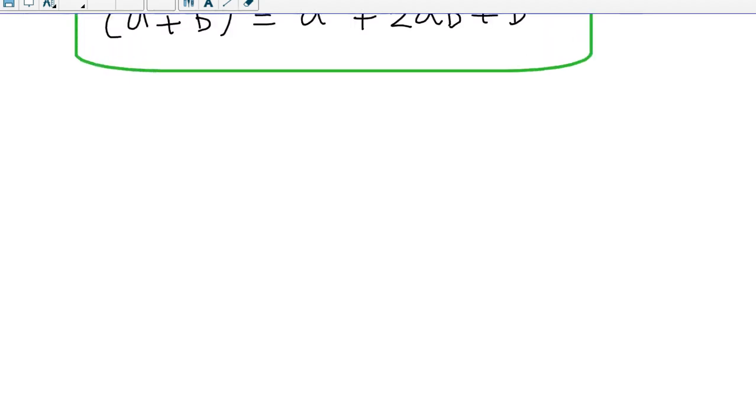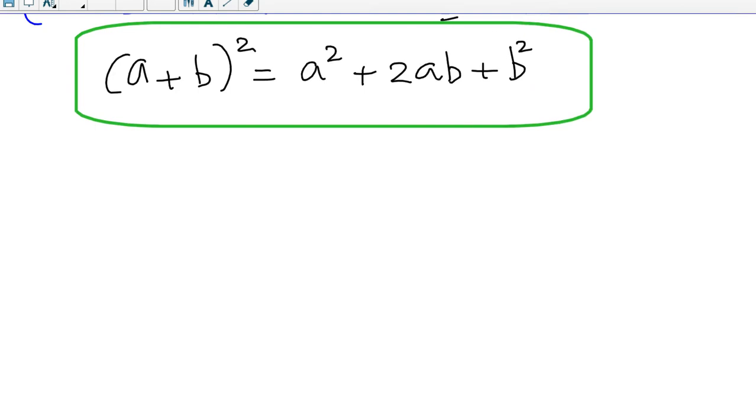A plus B whole square is equal to A square plus 2AB plus B square. Alright, so your A is the first term, right? And B is the second term. So first term plus second term whole square, that is the sum of the two terms.